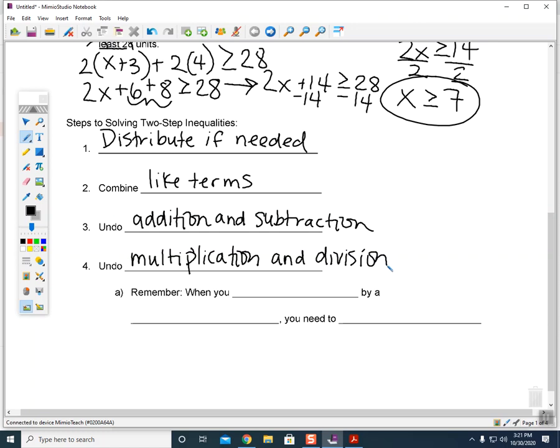There is an extra thing that I need to remember when I'm dealing with inequalities. And the extra thing that I need to remember is that when I multiply or divide by a negative number, I need to flip my sign. I flip my inequality. Right? When I multiply or divide by a negative number, I need to flip my inequality sign.